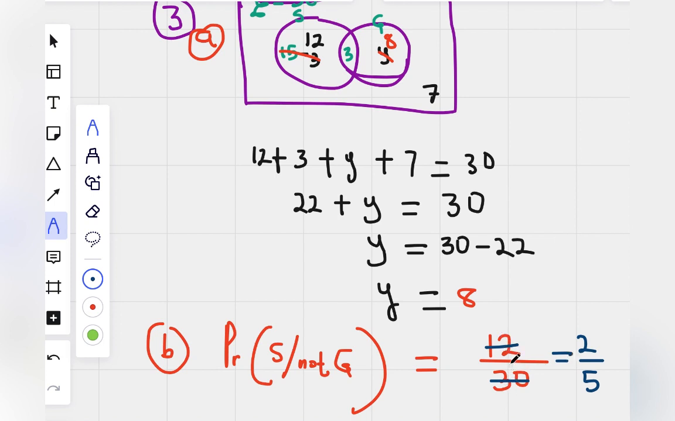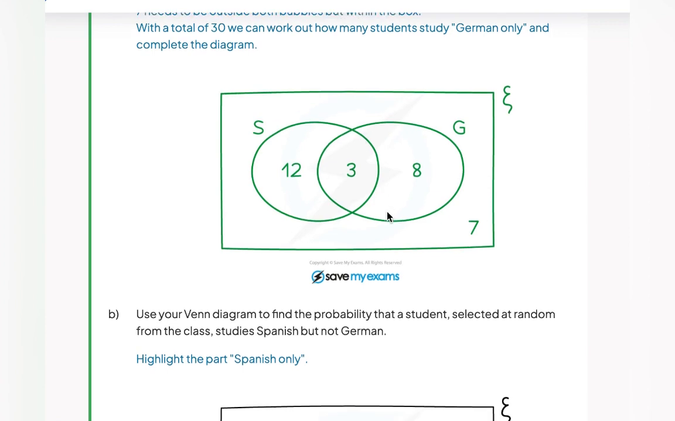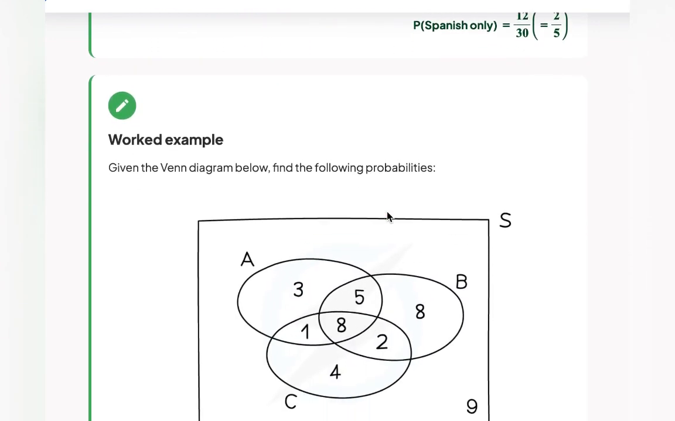If you leave it like this, sometimes you are correct, but sometimes they deduct a small mark, 1 mark, or half a mark. It's always good to put it in the simplest form. But if you don't know how to put it in the simplest form, you can leave your answer as 12 over 30. So that's that for the second question.